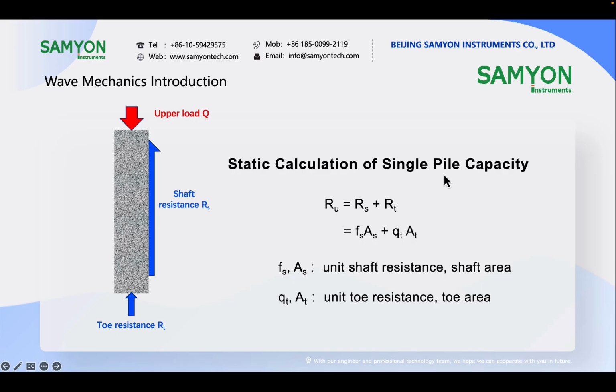So the pile capacity is calculated like this: RU equals RS plus RT, while RS is the shaft resistance and RT is the toe resistance. And we can calculate shaft resistance RS with Fs times As, where Fs is the unit shaft resistance and As is the shaft area. And RT can be calculated using Qt times At, where Qt is the unit toe resistance and At is the toe area. And this is how we calculate a single pile capacity.